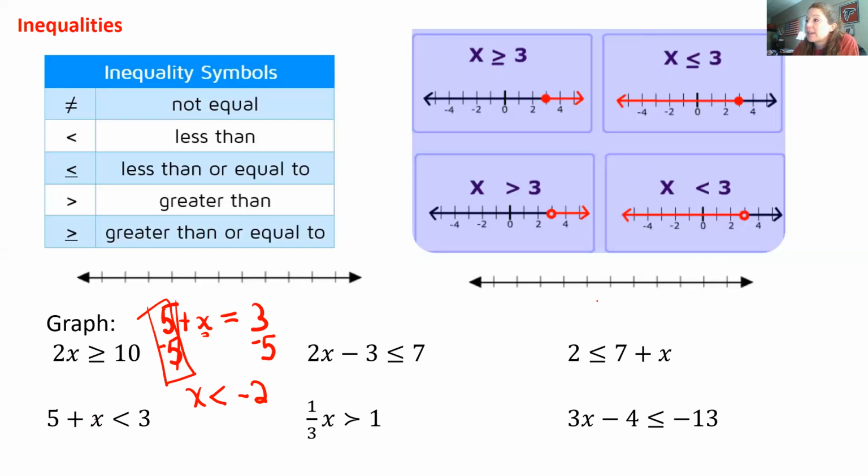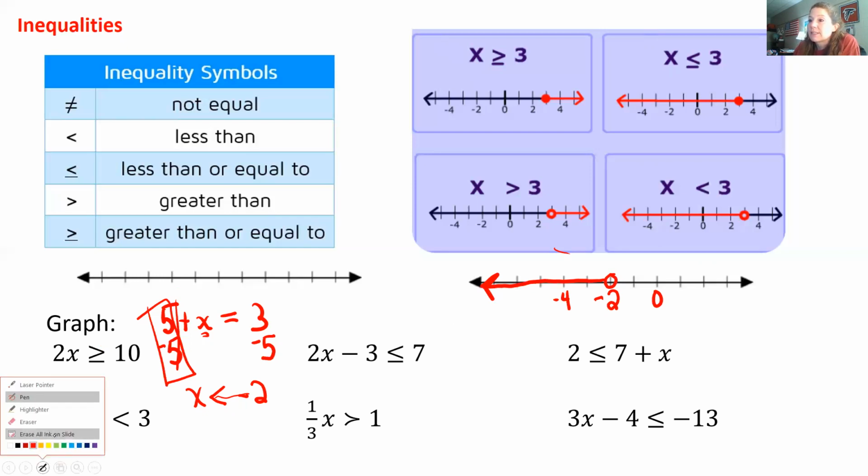So now I want -2 about the middle of my number line. This would be 0. This would be -4, so on and so forth. I'm going to do an open circle because it doesn't say x is equal to -2, but it's going to be less than -2. So if this was an arrow, it would be pointing to the left. So x could be any number to the left of -2 on the number line.